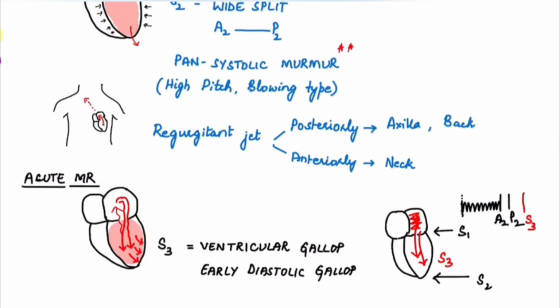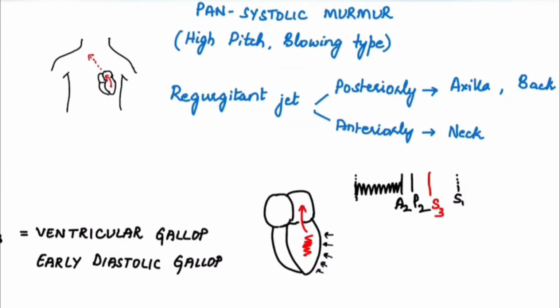So to represent this again in the auscultatory finding, we need to add S3 after the second heart sound. So after the diminished S1, there is a pansystolic murmur, and then there is a split S2, then large volume of blood which was in the left atrium because of regurgitation suddenly hitting the wall of a compliant left ventricle produces the sound S3.